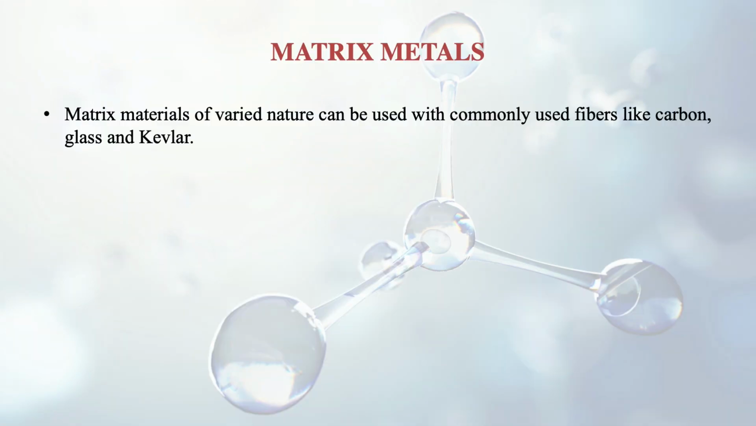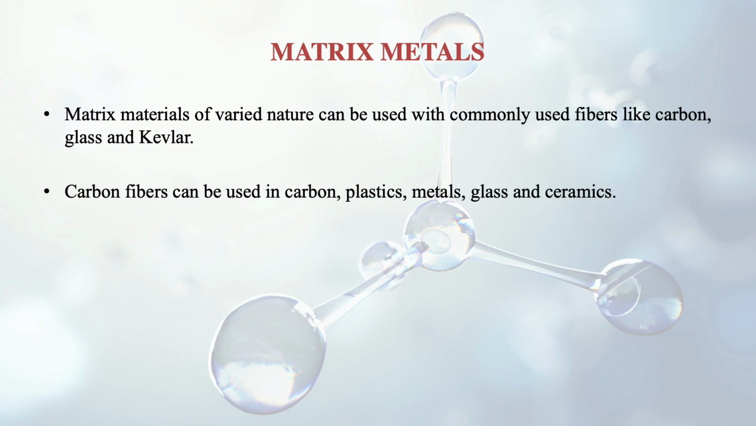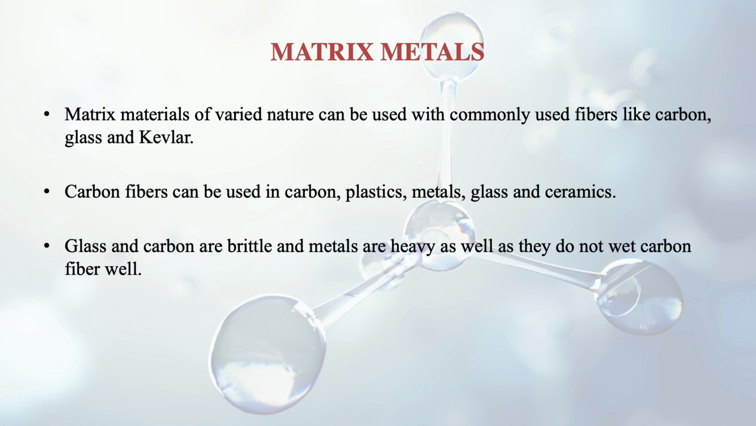Then after discussing the fibers, we move on to the next part of the composite, which is also important, that is the matrix, because we have two things, the matrix and the fiber, both in the composite. So what are the matrix materials? Matrix materials of varied nature can be used with the commonly used fibers like carbon, glass and Kevlar. And carbon fibers are used in carbon plastics, metals, glass and ceramics. Glass and carbon, we know both are very brittle, and metals are very heavy as well, as they do not wet carbon fiber well.